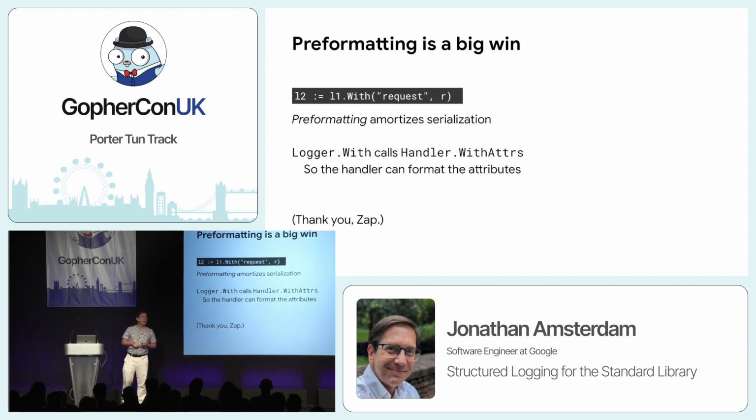And the fourth method of handler, WithGroup, is really to enable this, because in order to format these attributes, you need to know what groups are in play at that moment. So that's what WithGroup is for.